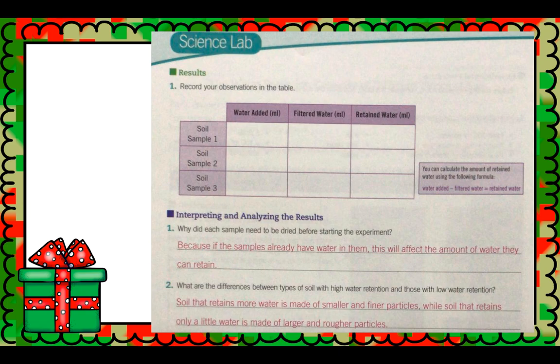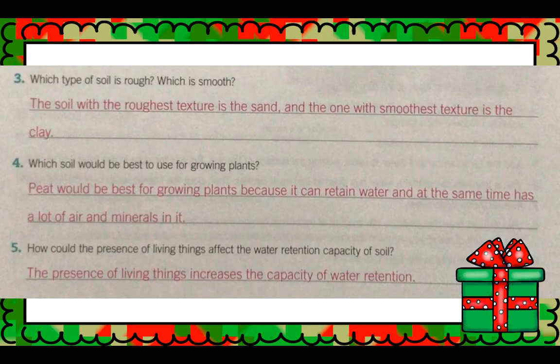What are the differences between the types of soil with high water retention and those with low water retention? Soil that retains more water is made of smaller and finer particles, while soil that retains only a little water is made of larger and rougher particles.